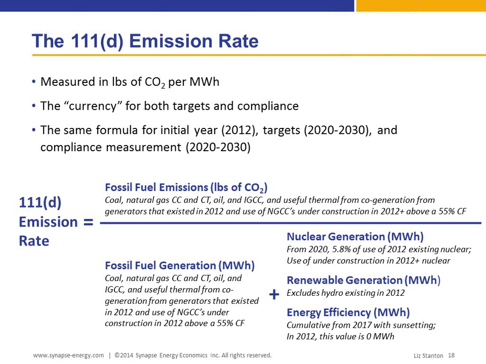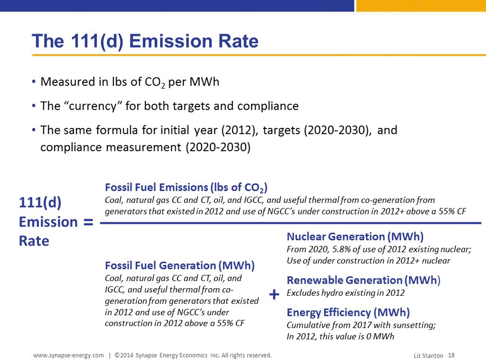Also, being placed in the denominator of the equation is renewable generation. And this is all the different things that we think of as being renewable. The only thing that is particularly drawn out as being excluded is hydro that is existing in 2012. New hydro, when that comes online, could be put into the equation for a particular year. Existing hydro would not be.